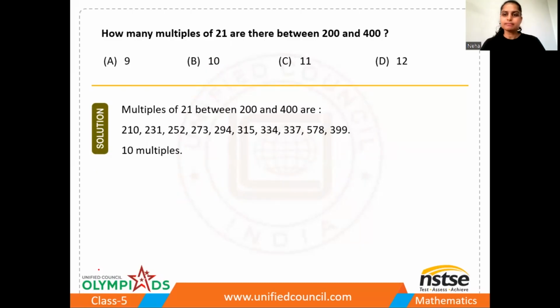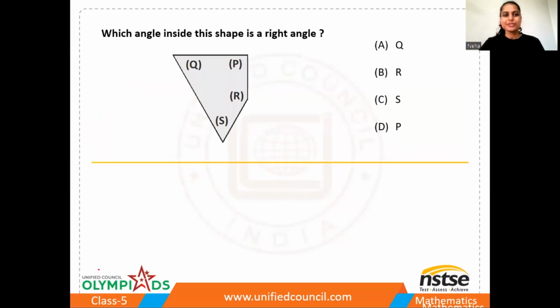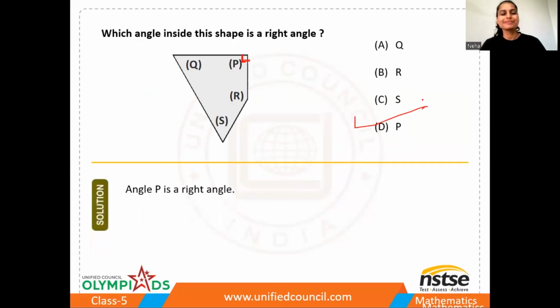Alright. This question is done. Let's move to the next one. So here is the next question, dear students. The question is asking which angle inside this shape is a right angle. Alright. So this is quite simple. I can see that yes, this is the right angle. That's it. Solved. Okay.